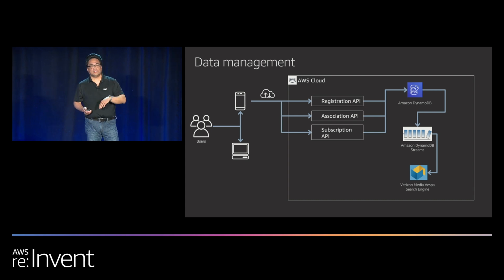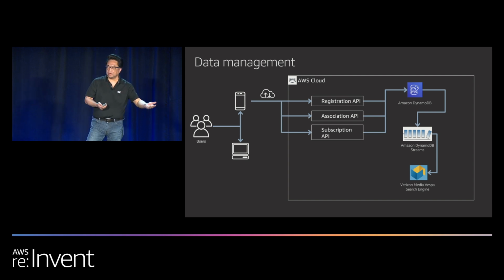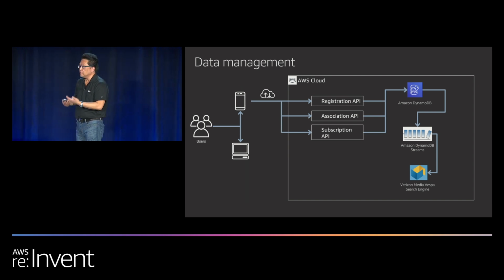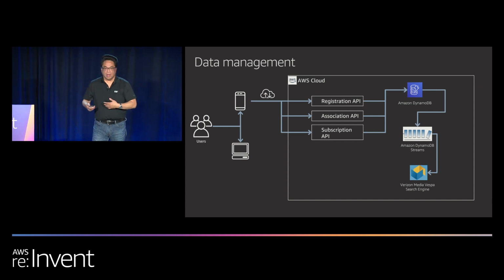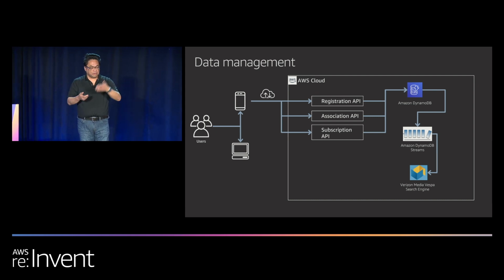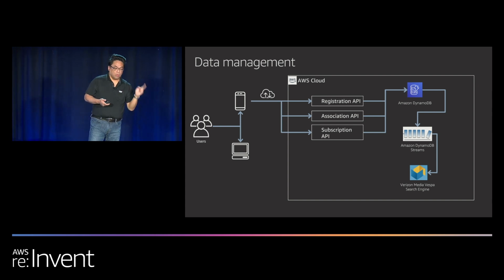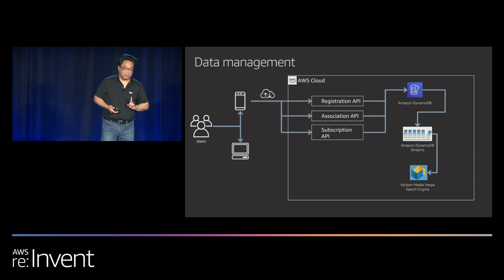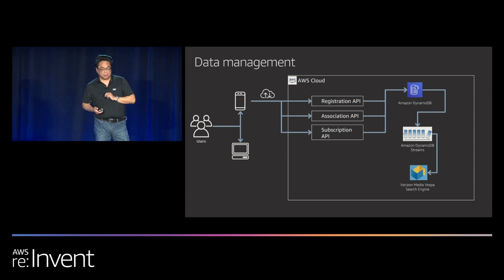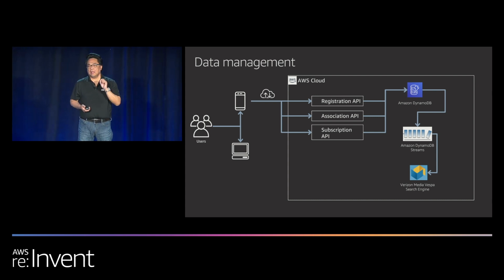This is the way by which the mobile applications can tell us that this user is subscribed to breaking news, or this user is subscribed to Golden State Warriors. So all this information flows into DynamoDB. And we need to flow that information to our Verizon Media Vespa search engine. And to do that, we used the DynamoDB Stream.